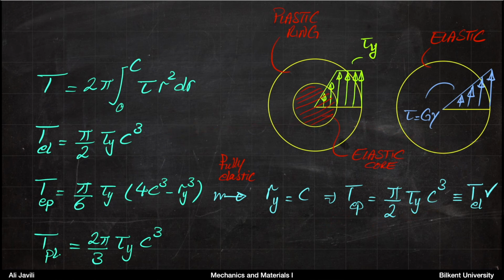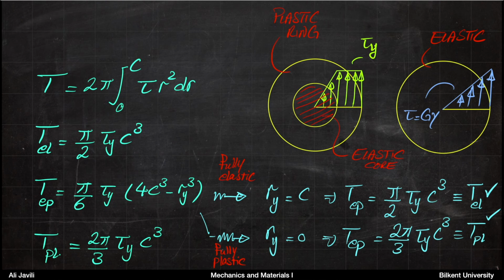So that makes sense. On the other hand, just the moment that the elastic core vanishes, that would be where we get the maximum torque, and that would correspond to Ry equals 0. So that would be our fully plastic limit. And then again, if you just insert Ry equals 0 here, this will disappear. So you get 4 divided by 6, which is the same as 2 divided by 3. So you get 2 pi divided by 3 tau y c cubed, and that's exactly the same as TPL.